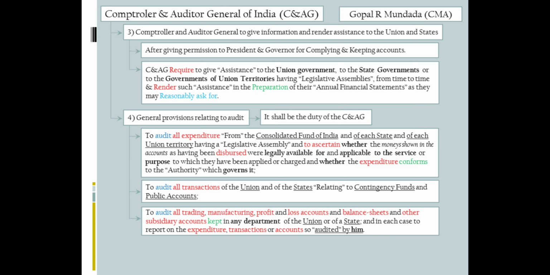So guys, next are the general provisions relating to audit. The C&AG generally does the audit of the Consolidated Fund of India, Contingency Fund of India, public account, and any account that is kept in any department of the union or state. So guys, he also reports on such audit to the respective authority.